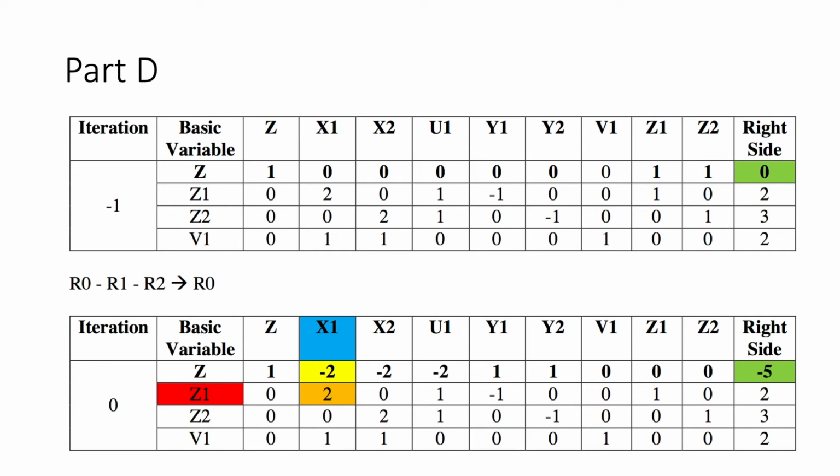To do this, we had to initialize the simplex, as originally the z function only contained artificial variables, and similar to the big M method, we don't want that. To fix this, we added negative row 1 and negative row 2 to row 0, and then stored that value in row 0, giving us iteration 0 below.